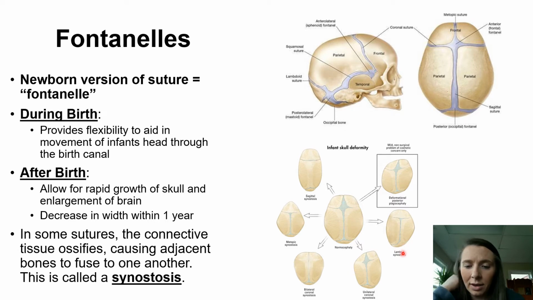The unilateral coronal synostosis, so this is when the coronal suture on one side has disappeared because the frontal bone and the parietal bone, in this case on the left side, have fused together. If the coronal synostosis happens bilaterally, then you don't end up with a suture line in between your frontal and your parietal bones. That coronal suture is completely absent.